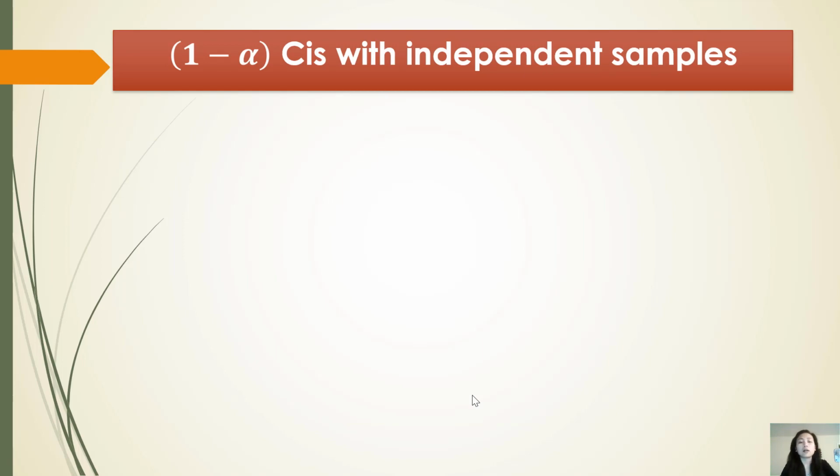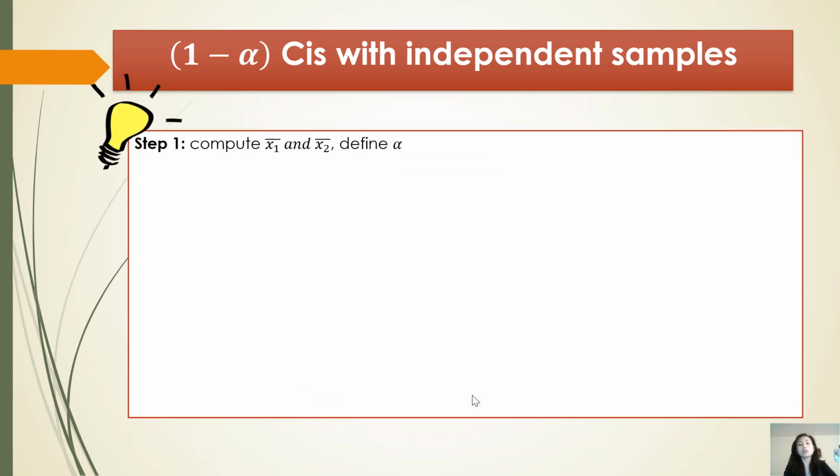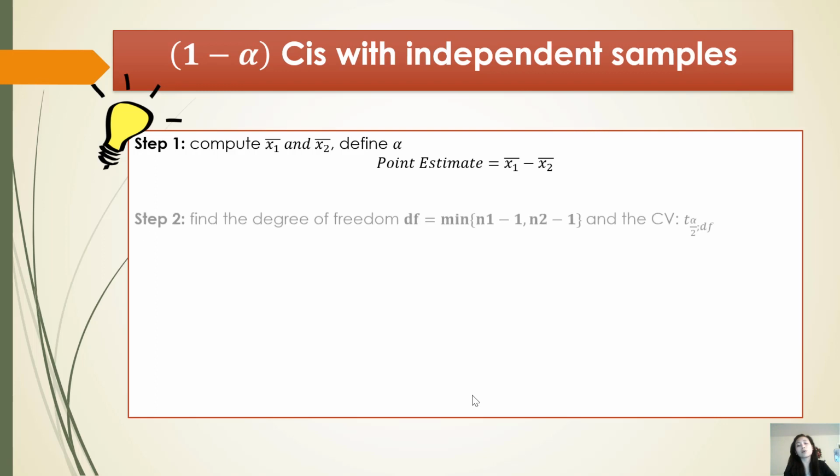Finally, the last thing I want to talk about today is how to construct the 1 minus alpha confidence interval with independent samples. In order to construct the confidence interval for independent samples, the first step is to compute the sample mean 1 and sample mean 2, and also define the significance level. So the point estimate here is x1 bar minus x2 bar.